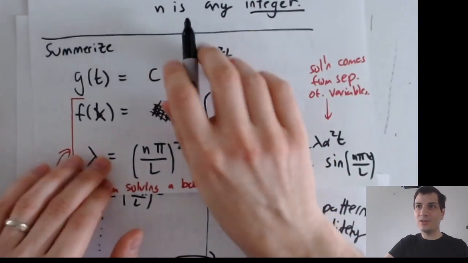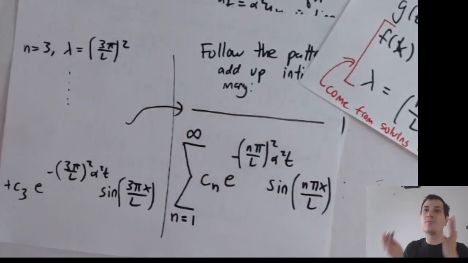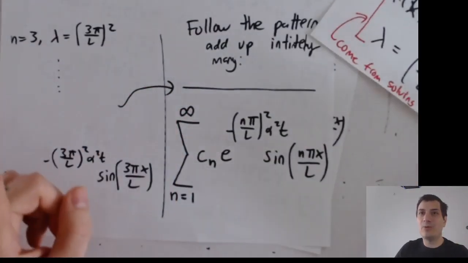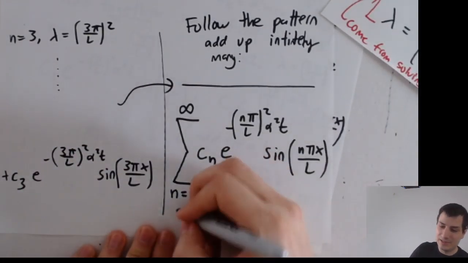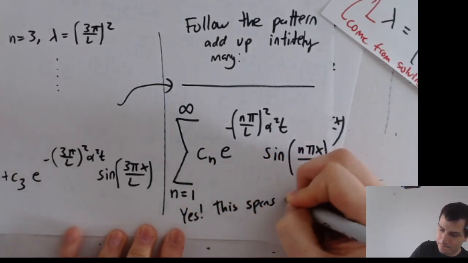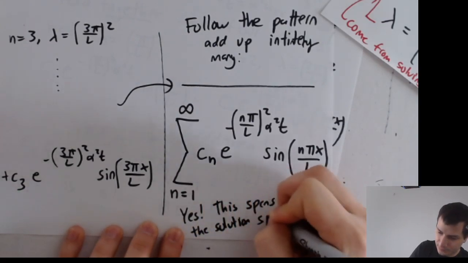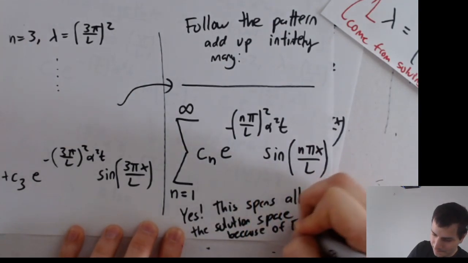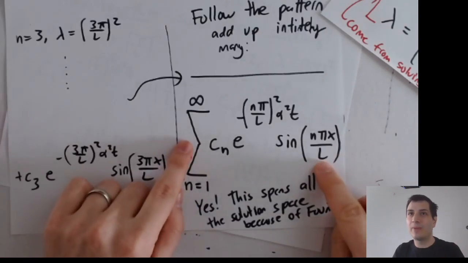For every integer n, we added them, we got a solution. Here I've added all of them up. That's the most general superposition we can do of the solutions we have. You still might wonder, does this span all possible solutions? And the answer is yes, this spans all the solution space. And the reason is because of Fourier series. So this is the most general thing we can possibly come up with.